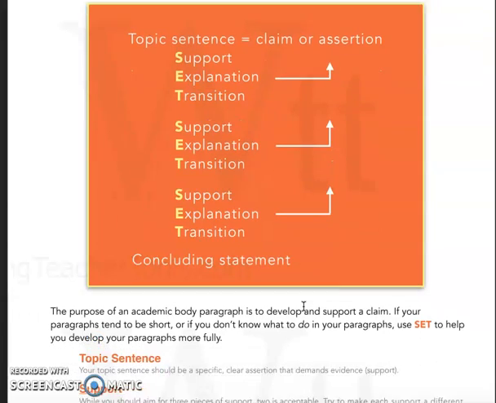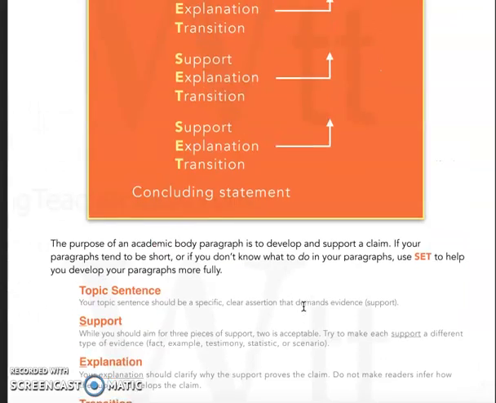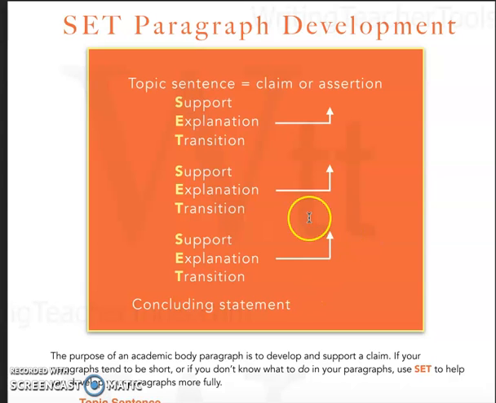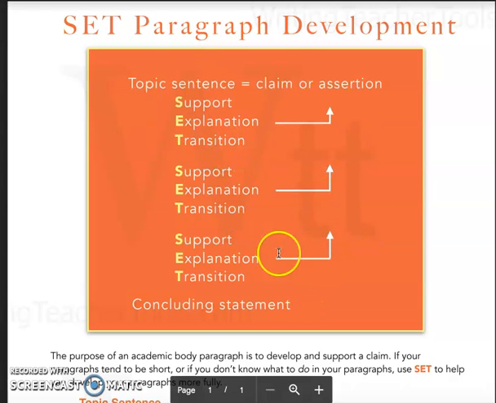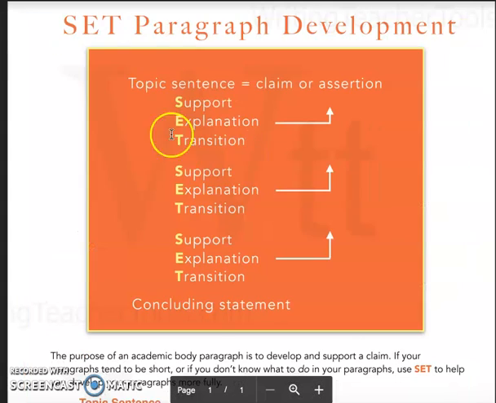Okay, so I hope this document helps you think of another model for your paragraphs as you're writing your essay. And if you like SET, if that one seems to make a lot of sense for you, use that one. If you still like the AXES model, go ahead and use that one. Okay, you guys, happy writing.